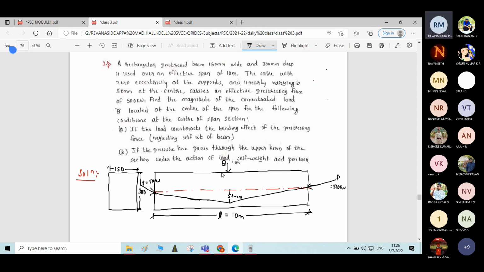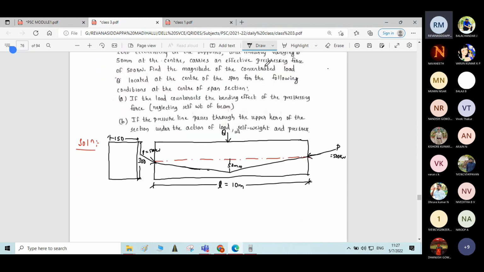Okay, he has given two different conditions. In that first condition, if the load contracts the bending effect of the prestressing force, neglecting self-weight of the beam. If the load contracts the bending effect of the prestressing force, what should be the magnitude of the load? That is the first question. Second question is, if the pressure line passes through the upper kern of the section under the action of load, self-weight and pre-stress. I will explain you in detail by solving this question B. Okay, first we will solve for question A.